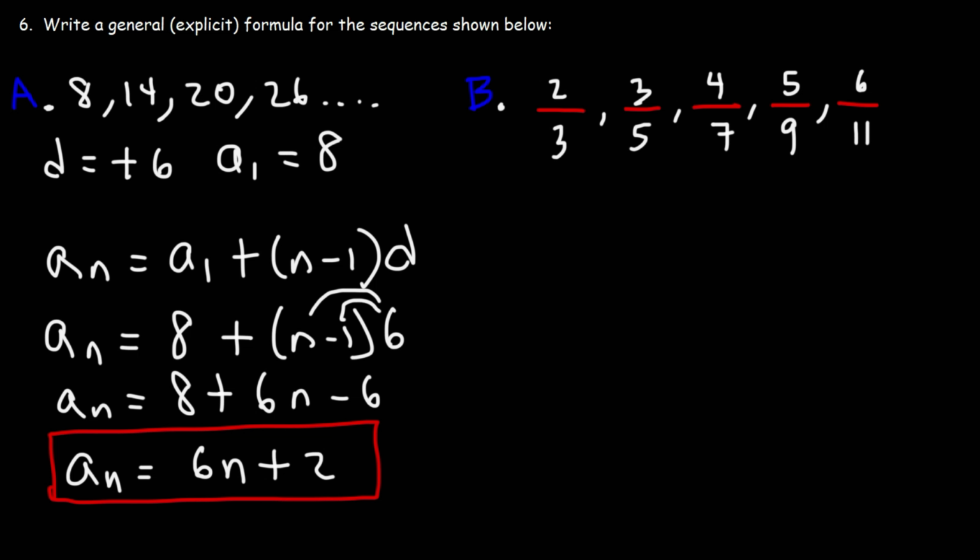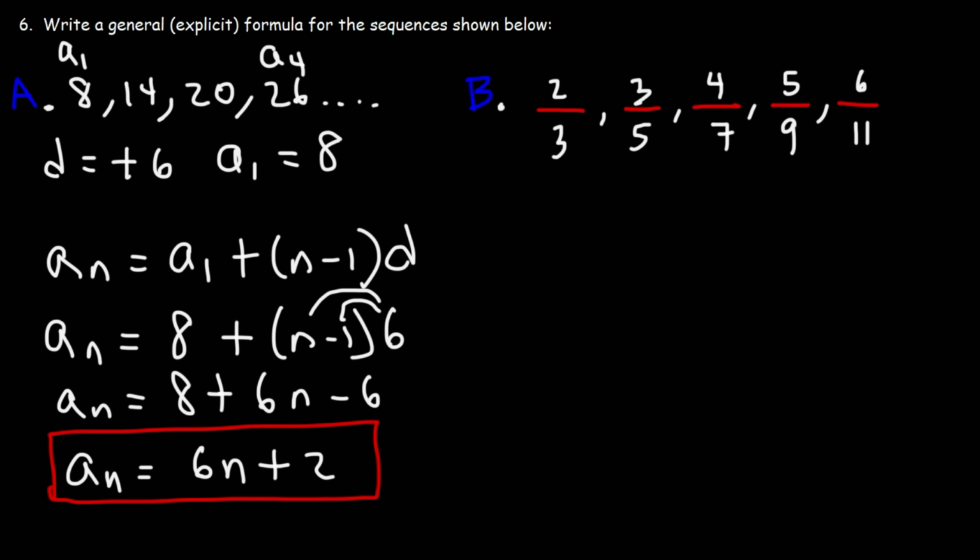So if we were to plug in 1, this will give us the first term 8. 6 times 1 plus 2 is 8. If we were to plug in 4, it should give us the fourth term 26. 6 times 4 is 24, plus 2, that's 26.